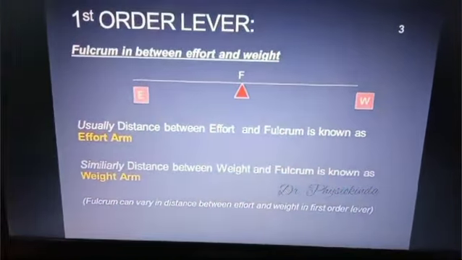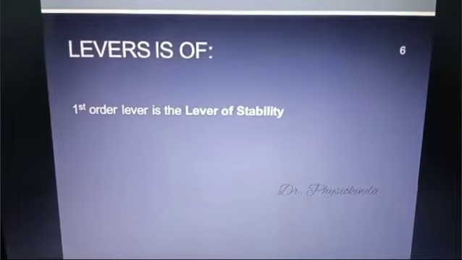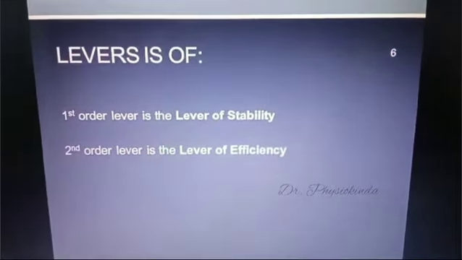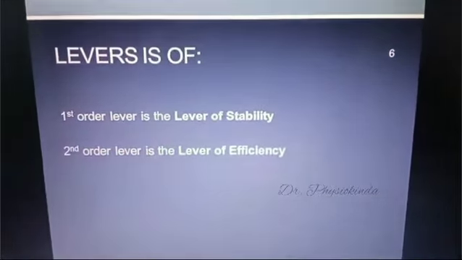First order lever is the lever of stability because the fulcrum is in between the effort and the weight. Second order lever is the lever of efficiency because the weight acts in the middle. Third order lever is a lever of speed, as the effort, the muscle action, acts at the center.